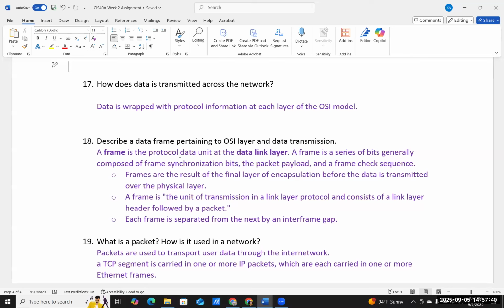So each frame is then separated with a gap. So again, we want to really think about how we would break this up so we have the right flow, and we have control of how the data is transmitted, right?